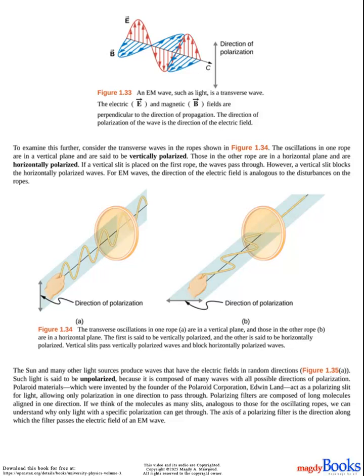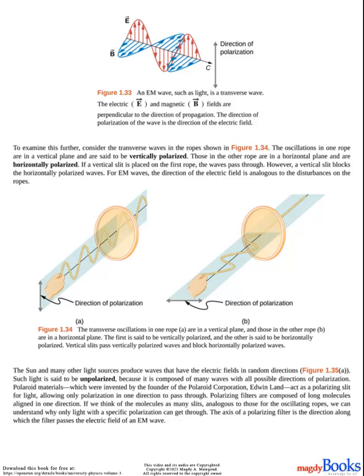To examine this further, consider the transverse waves in the ropes shown in Figure 1.34. The oscillations in one rope are in a vertical plane and are said to be vertically polarized. Those in the other rope are in a horizontal plane and are horizontally polarized. If a vertical slit is placed on the first rope, the waves pass through. However, a vertical slit blocks the horizontally polarized waves. For EM waves, the direction of the electric field is analogous to the disturbances on the ropes.